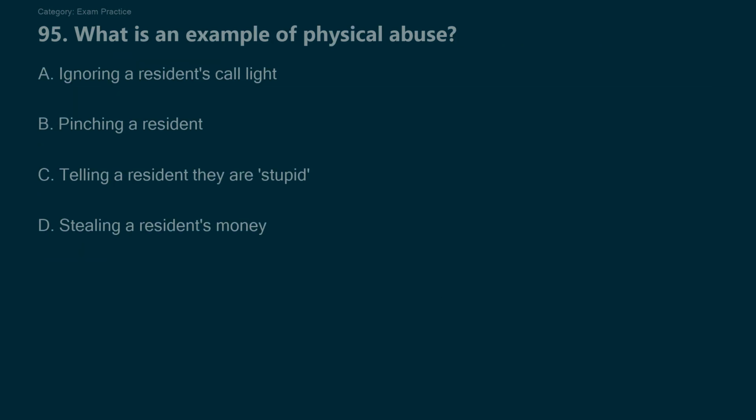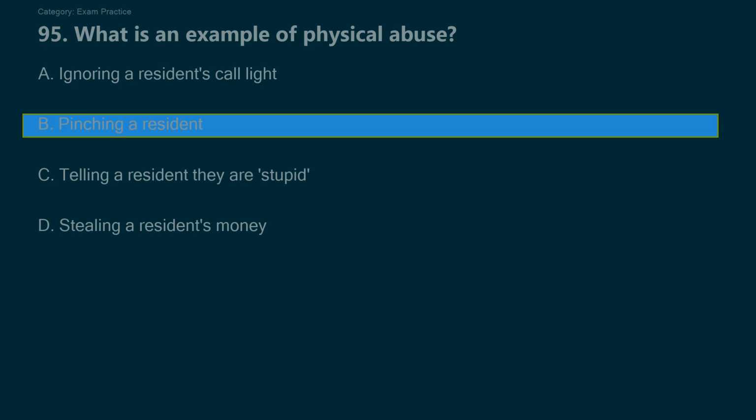Question 95. What is an example of physical abuse? Option A, ignoring a resident's call light. Option B, pinching a resident. Option C, telling a resident they are stupid. Option D, stealing a resident's money. The correct answer is option B, pinching a resident.